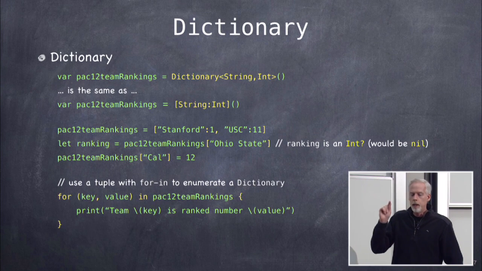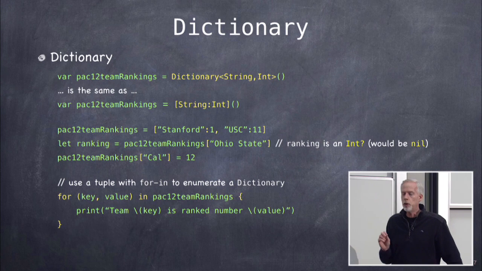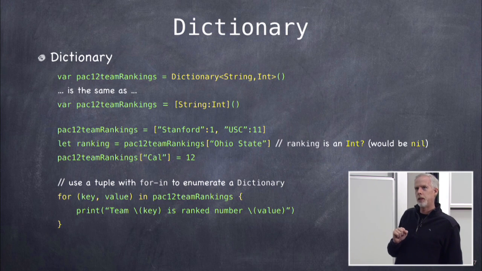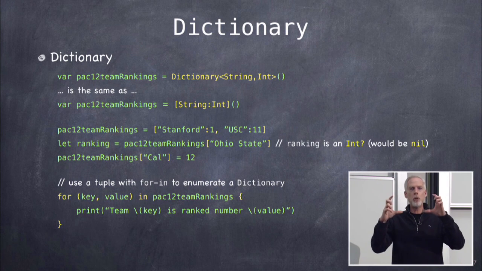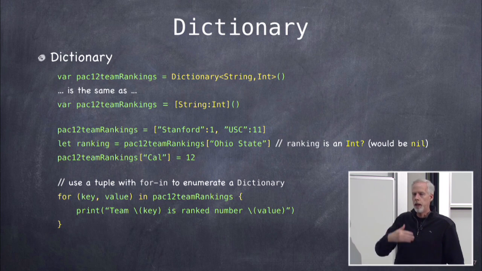Enumeration, okay? A dictionary is also a collection and thus can be sequenced, so you can do for in on it. Of course, a dictionary has keys and values, so we need a tuple to do our enumeration: the tuple key comma value in the dictionary. And then it'll go through and key and value will be set. Now that makes sense? Perfectly straightforward way to enumerate or iterate over a dictionary.